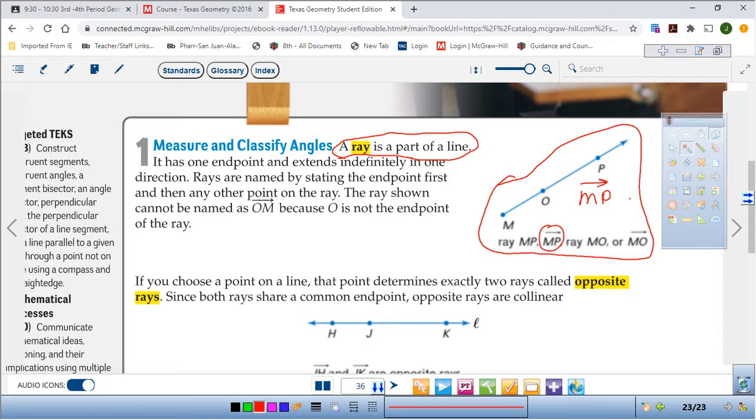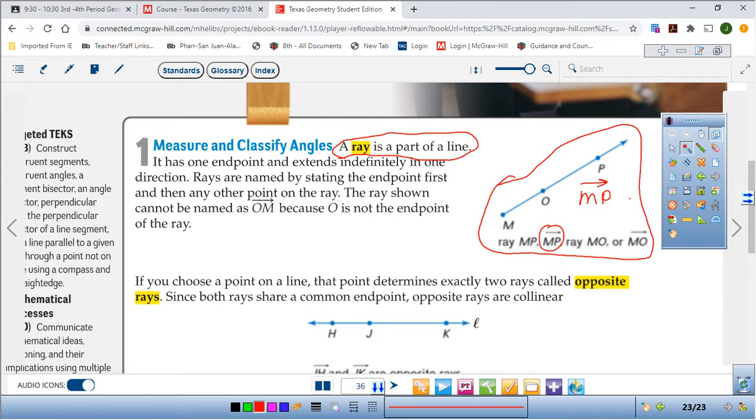Okay, guys, so let's come back over here. When it comes to this part right here, you want to talk about the rays in the right order. You have to start off with an endpoint and then go off in the other direction. Do you have any questions there? No? So I can move on?